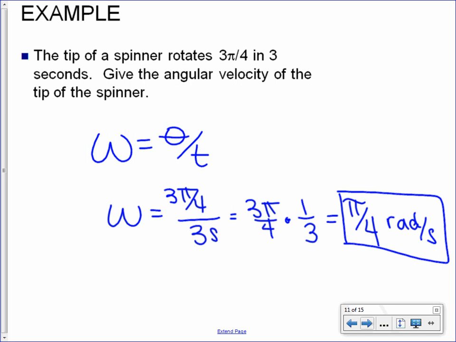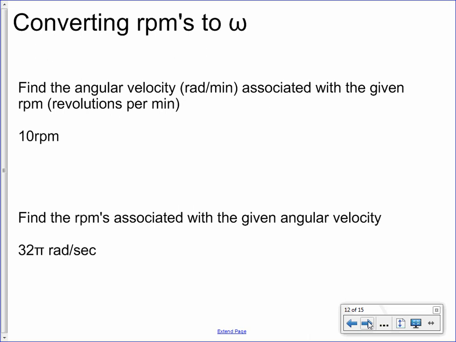Now, all of these examples have been very, very straightforward. We are going to get into examples where we're going to have to think a little bit. Before we get to those, though, in our example we measured our velocity in radians per second. I've been talking about revolutions per minute. We need to be able to convert back and forth between those in order to do some of our problems in tonight's homework. So let's talk about revolutions per minute versus radians per second.